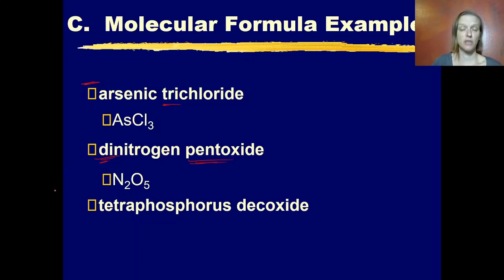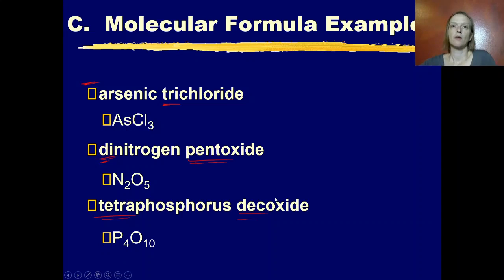For tetraphosphorus decoxide, tetra means 4, deca means 10. So I'm going to have 4 phosphoruses and 10 oxygens. Again, these are fairly straightforward. We just need to recognize that we are dealing with a covalent compound and therefore follow the covalent rules. But this is very easy when you're given the name and you're going to the formula because of these prefixes.